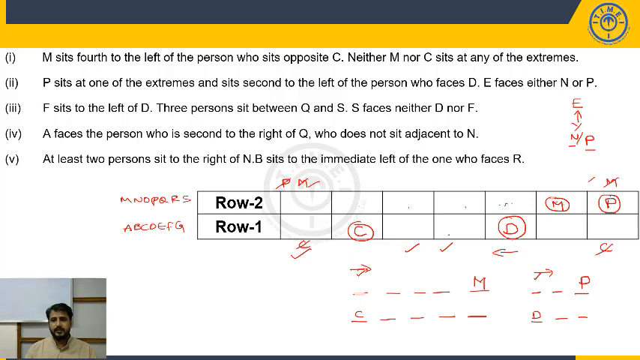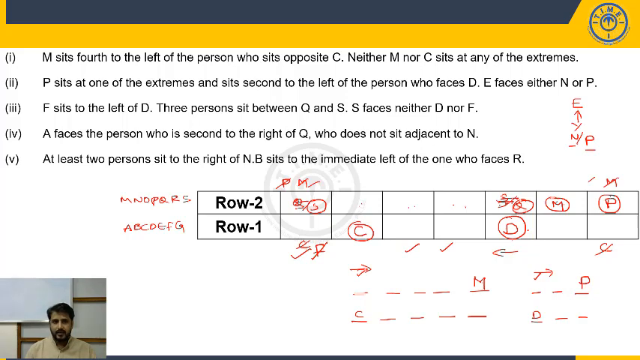And 3 persons between Q and S. 3 persons between Q and S means only this is the possibility. So Q or S, 1, 2, 3, S or Q. S faces neither D nor F. So it will be Q's position, and this will be S position. So S faces neither D nor F. So F cannot be here.